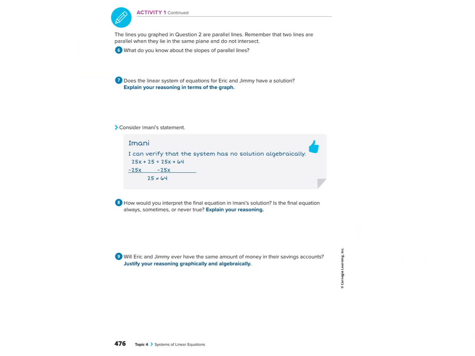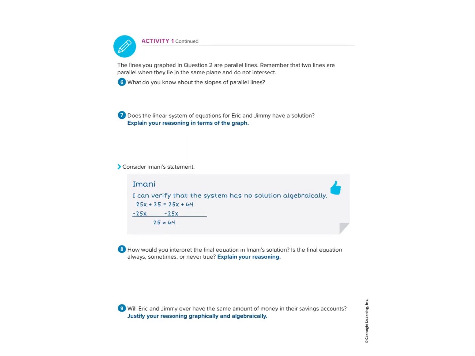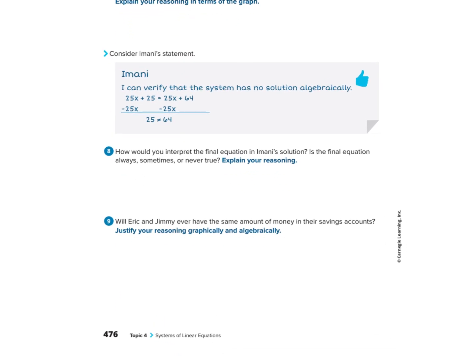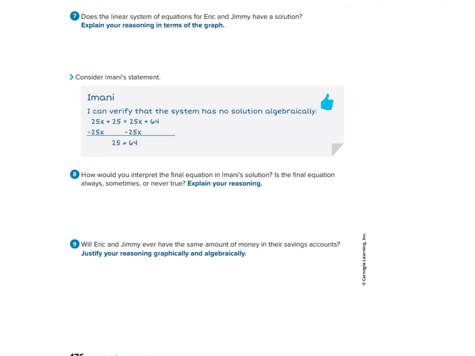We're going to look at the next page. We're going to skip number 6 and 7, and we're going to look at Amani's statement. So Amani says, I can verify that the system has no solutions algebraically. And then she goes on to do that.